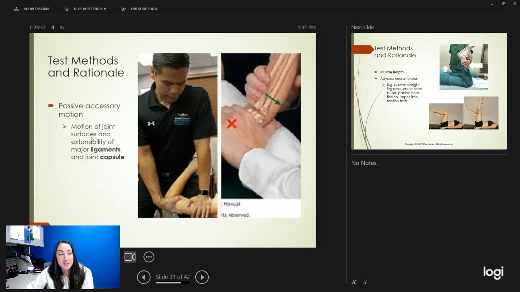Another way that we test and determine what's going on with motion restriction is by passive accessory motions. Remember those accessory motions we talked about, they're inside the joint, and you're testing those surfaces to determine the extensibility. You're getting really close to the joint and doing different movements in different directions to feel which ones feel tight, and that tells you if the capsule is tight, or maybe a ligament is tight and is restricting their movement.